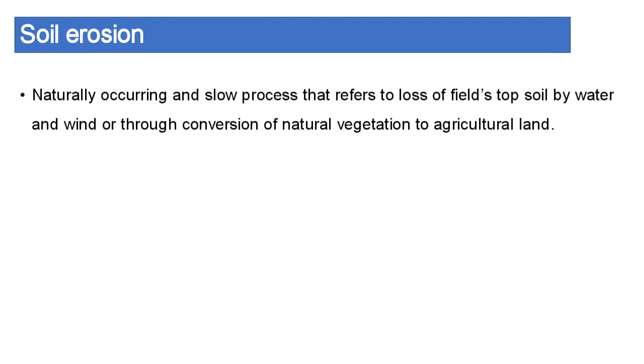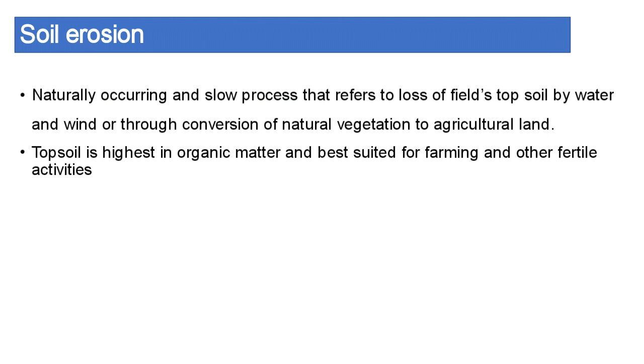loss of a field's topsoil by water and wind, or through conversion of natural vegetation to agricultural land. So basically it is a slow process wherein the topsoil, the soil which is rich in nutrients, gets removed either by water or by wind. Such a process is called soil erosion, and we all know that topsoil is rich in organic matter.